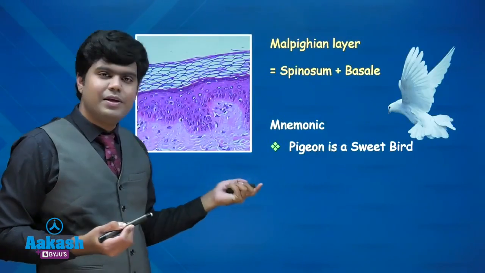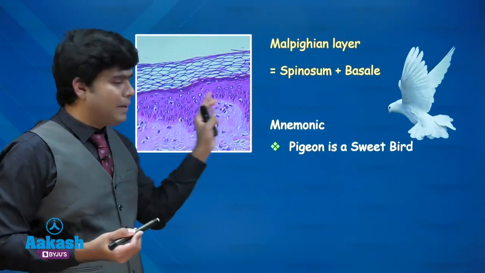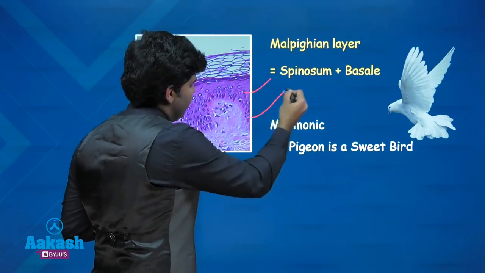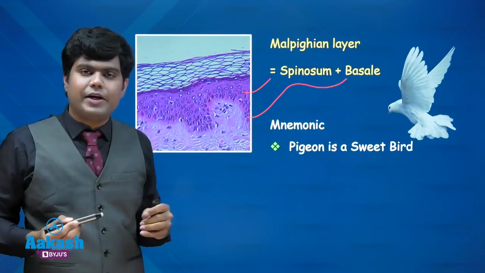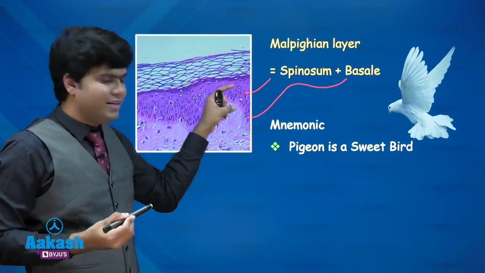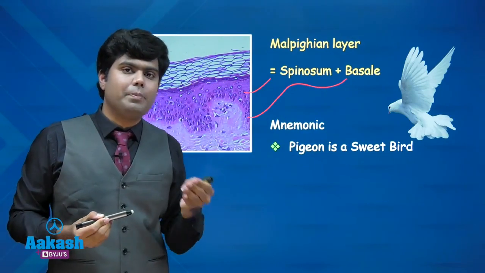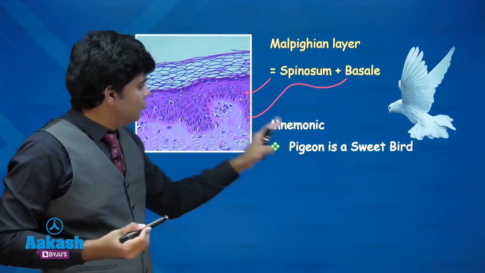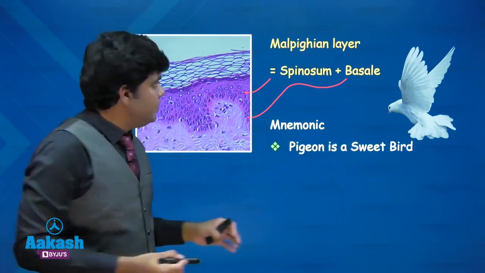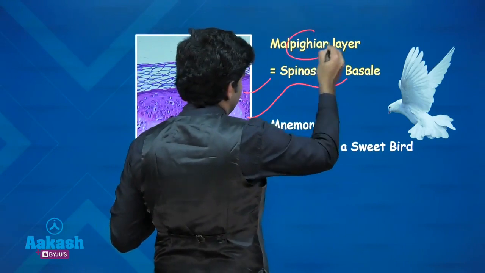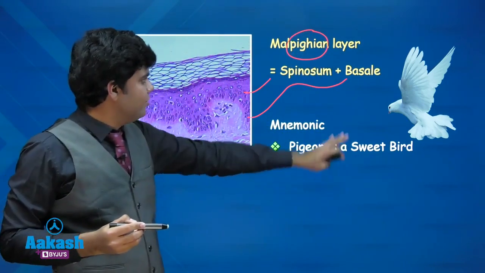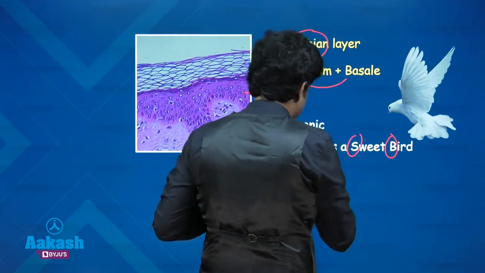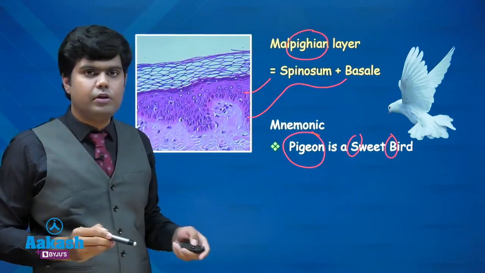That's why mnemonics help. So the mnemonic is: stratum malpighian is a layer which is a combination of stratum basal and stratum spinosum. So stratum basal and stratum spinosum together constitute your malpighian layer. Now how to remember this? Sweet mnemonic. Pigeon is a sweet bird. Pigeon is nothing but your malpighian, and sweet is spinosum, and bird is basal. So now it becomes very crystal clear.